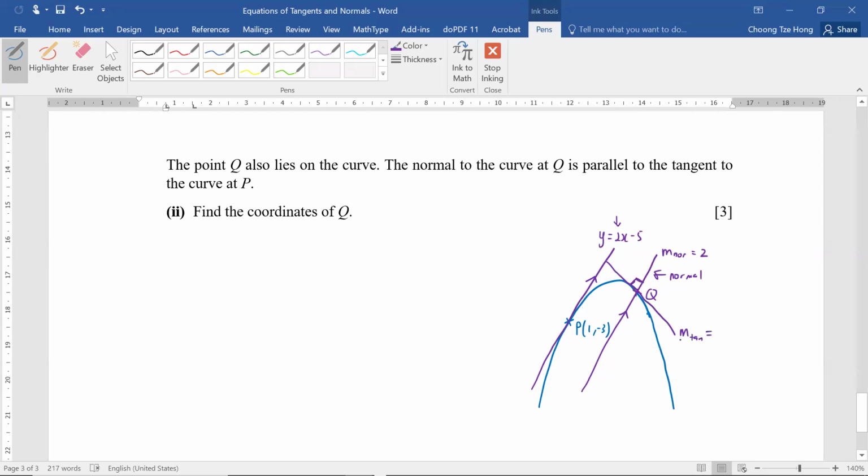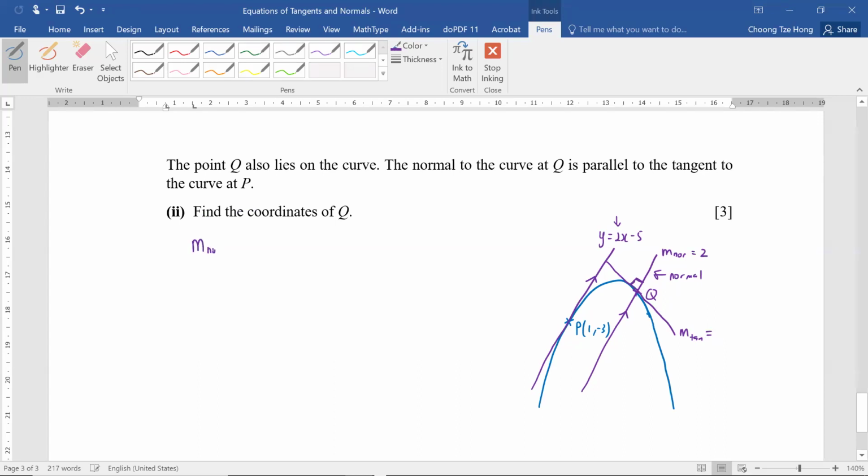Once I find the gradient of the tangent, all I need to do is equate it to dy dx, and then solve for x, and I'll be able to get the x coordinate of Q. Once I get the x coordinate of Q, I sub it back into the equation of the curve to get the y coordinate, and I solve the question. So this will be the approach that I'm going to take. Let's start off with the working.